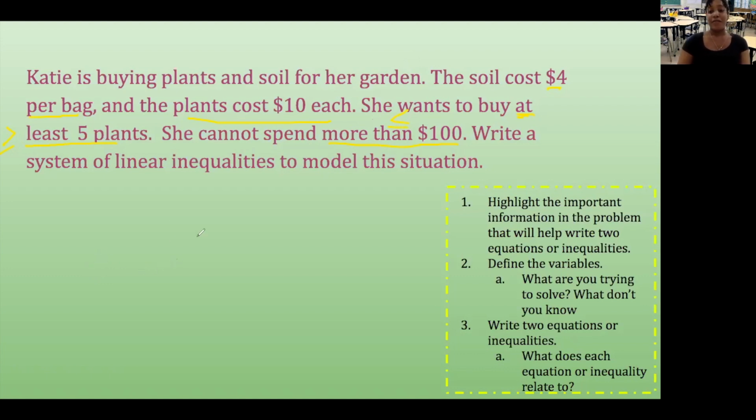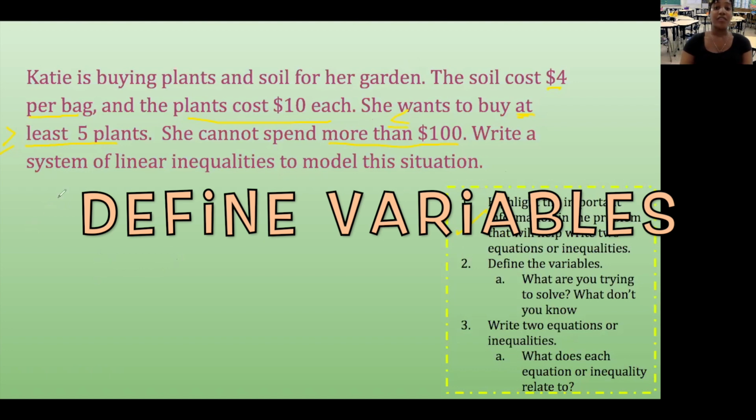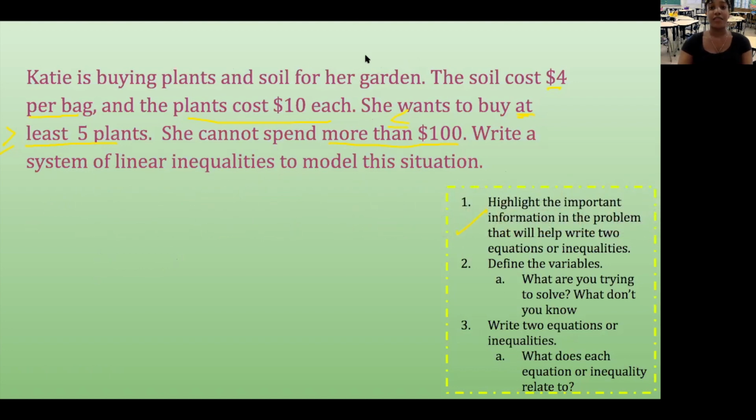So we highlighted the important information. The next thing we need to do is define the variables. So this question is asking us about plants and soil. So why not? Again, I'm going to keep it super basic. P for plant and S for soil.